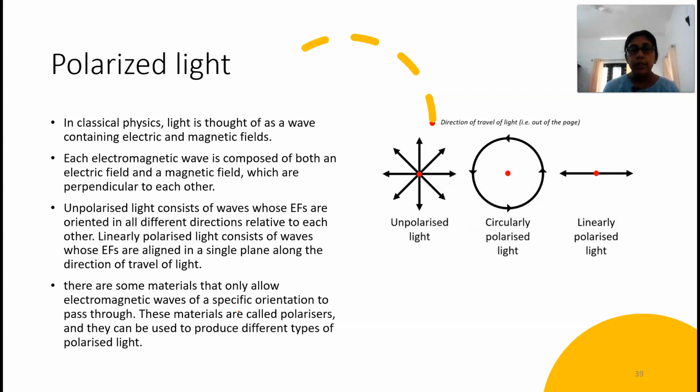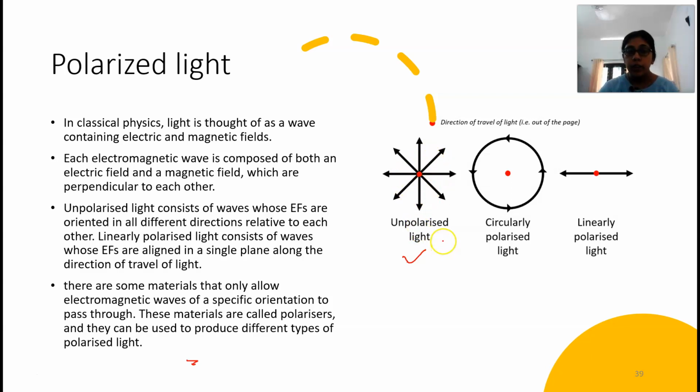So if you are considering an unpolarized light, you can see the electric component in all directions, and the direction of the light is perpendicular to the plane. Assume that the light moves perpendicular to the screen you are seeing. And the electric component will be vibrating in all the possible directions perpendicular to the motion of that particular wave. So this is an unpolarized light. We can call it ordinary light, monochromatic light.